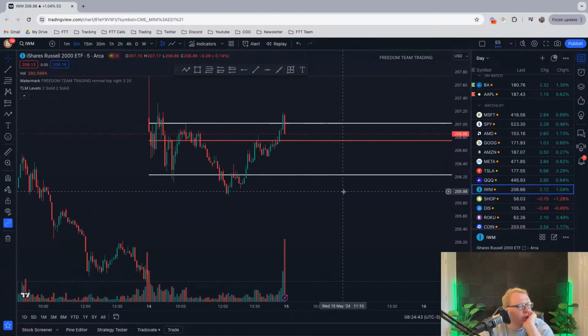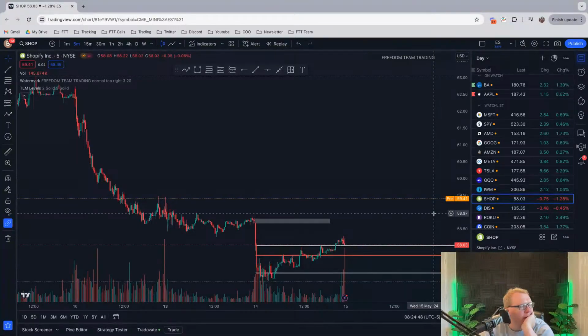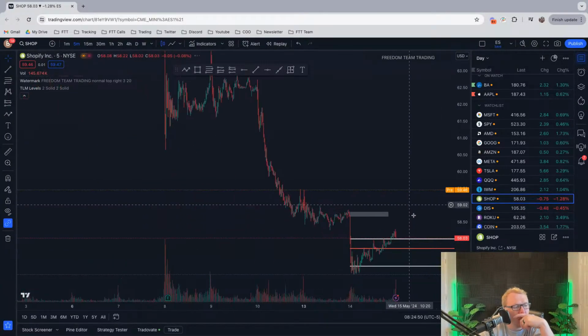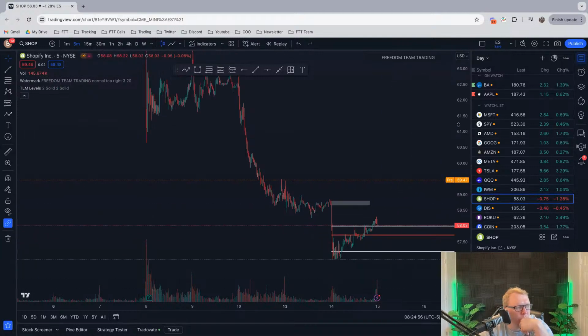IWM, again, also can trade IWM futures. I think we're gapping way up. Yeah, so probably nothing there. Shop finally gapping up. So Shop setting up for a good swing. I do like this. I really actually like this a lot for a little short-term swing.